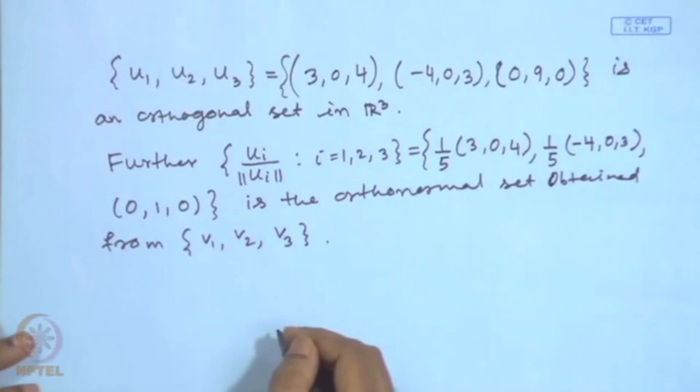Also, the Gram-Schmidt orthogonalization process can be applied to test the linear dependence or independence of vectors. Suppose a set of vectors V1, V2 to Vn is given and it is not known whether they are linearly independent, then we consider the non-zero vectors V1, V2 to Vn and apply this orthogonalization process. If at some step we get some ui equal to 0, then the given set of vectors V1, V2 to Vn will be linearly dependent. Otherwise, we will be able to construct an orthogonal set of non-zero vectors U1, U2 to Un.